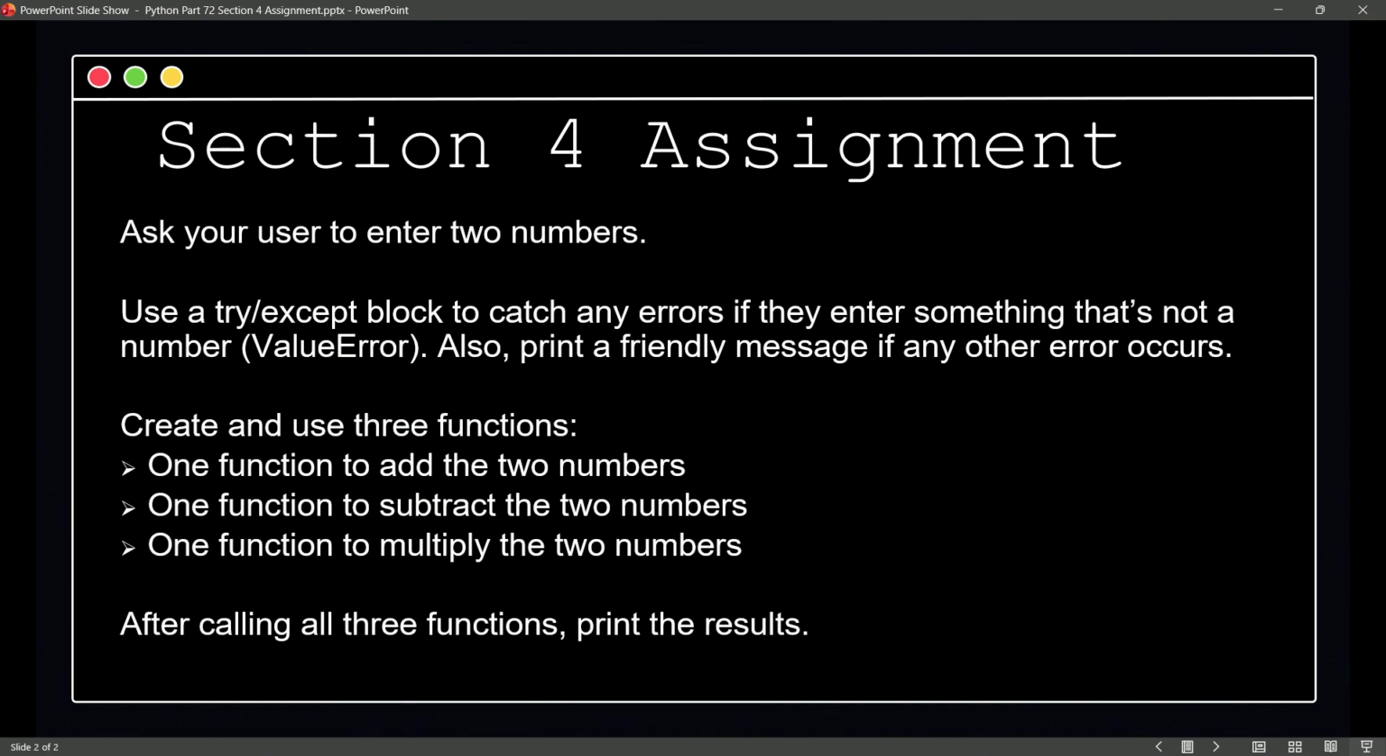Now, notice you're going to create and use three functions here. One function's going to add the two numbers. The other function's going to subtract the two numbers. And then finally, a function to multiply the two numbers. After calling all three functions, go ahead and print the results.